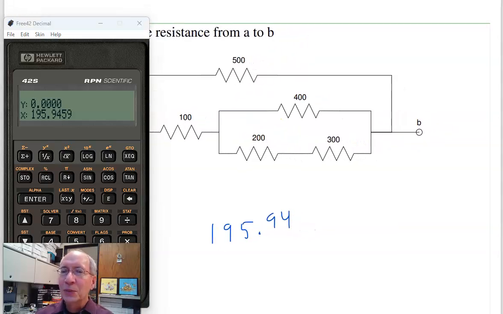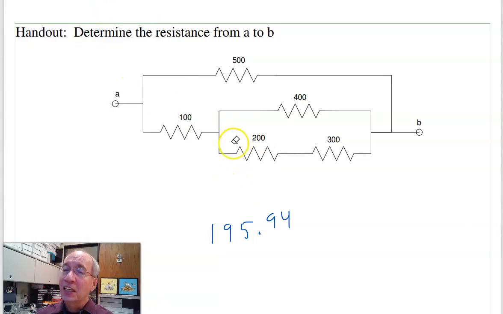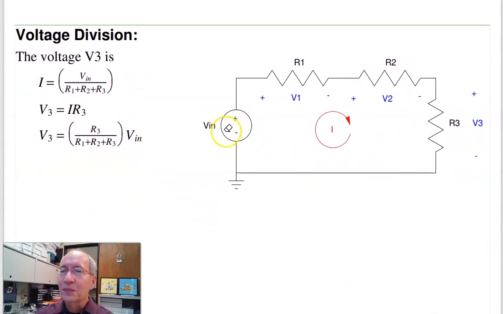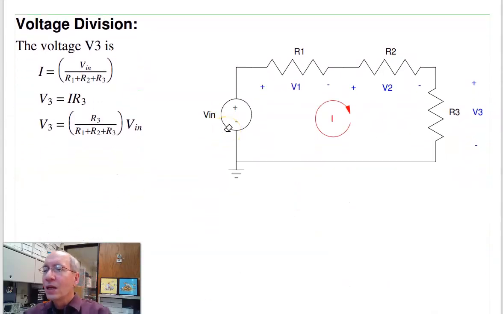That's kind of why I say HP calculators are worth 10 points on a test. It's really quick on problems like this. More importantly, it works with complex numbers, something we're going to be covering in a few weeks. Other calculators really struggle. Okay, so that's combining resistors in series and parallel.